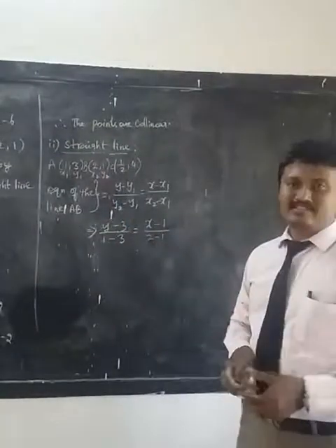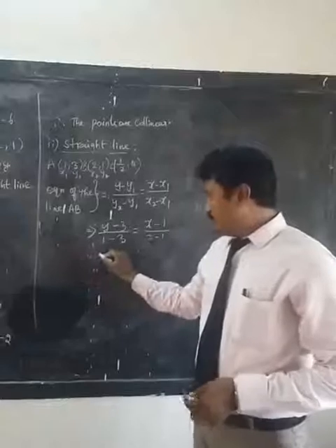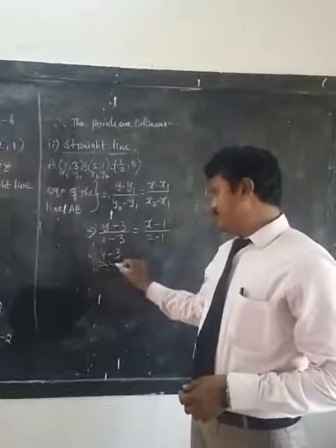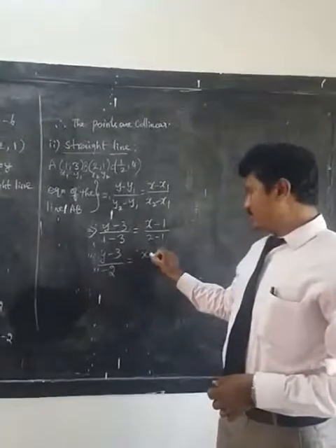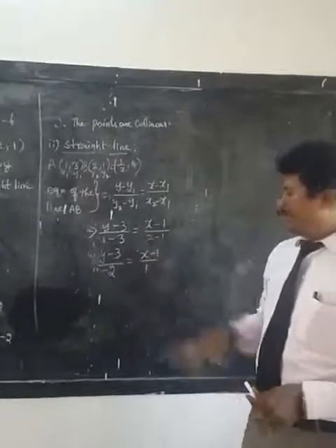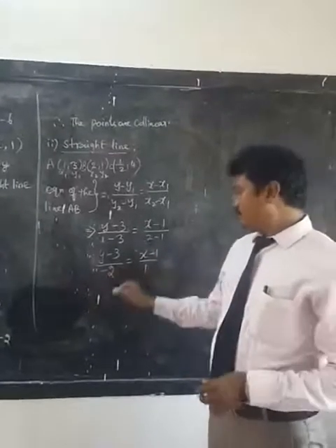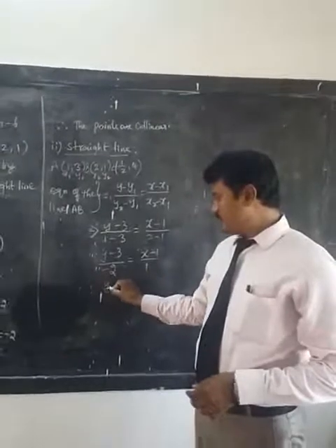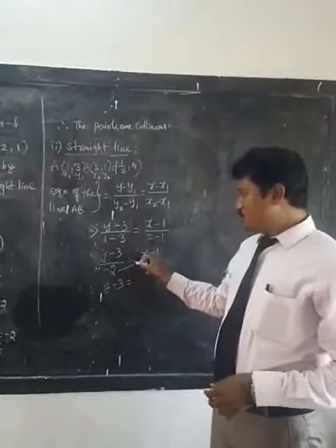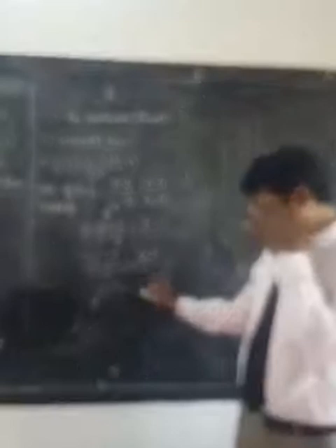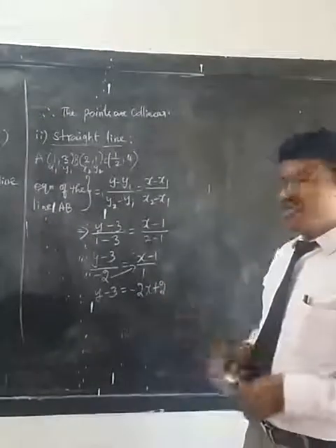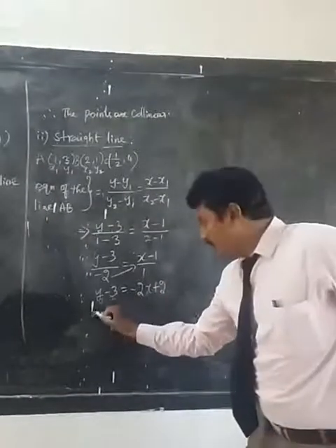So substituting the values first. Now I have simplified this. This is (y minus 3) by minus 2 equal to (x minus 1) by 1. If you cross multiply, what happens? 1 will go with this and becomes y minus 3. Minus 2 comes here, becomes minus 2x plus 2. Right or not? Now arranging the terms in order.